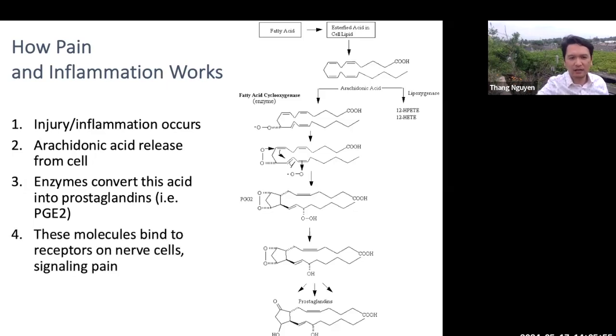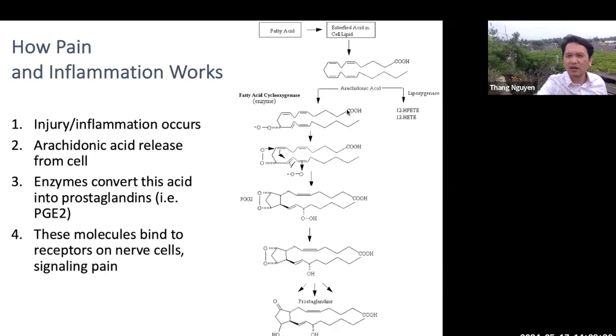Now, these molecules, the prostaglandins, their job is to bind to receptors on nerve cells, and that's how it sends signals to your brain about the pain. Besides that, it's also useful to send inflammation signals to elevate your temperature and send in help, basically. So these are all signals to tell your body to heal itself. So it's actually needed, but at the same time, it causes pain because it tells your body you're in danger, you're in pain.